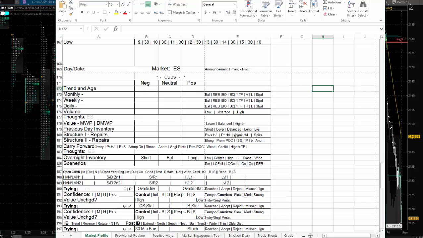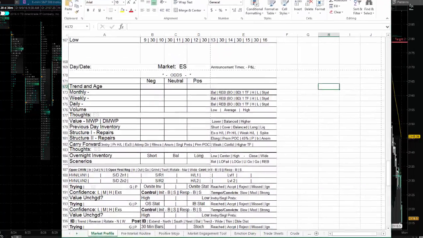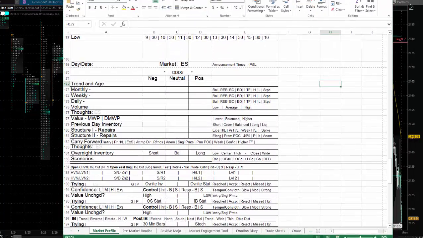So previous day's inventory, was it short? Was it short covering? Is it balanced? Is it long, or is it long liquidation? So I believe what we have here in this situation is long liquidation. All right, what else?